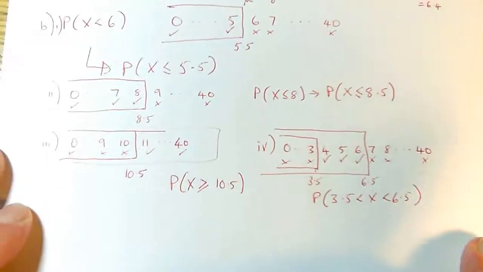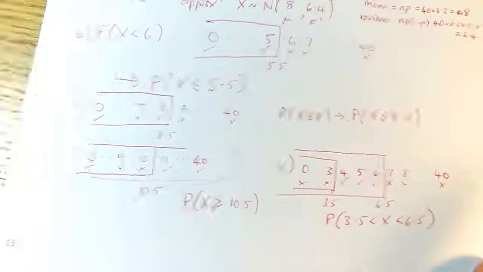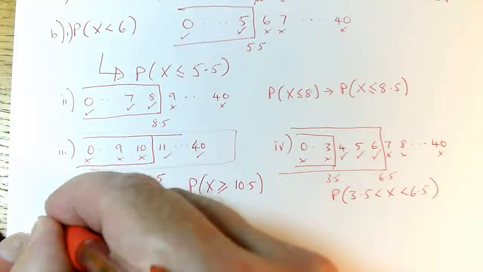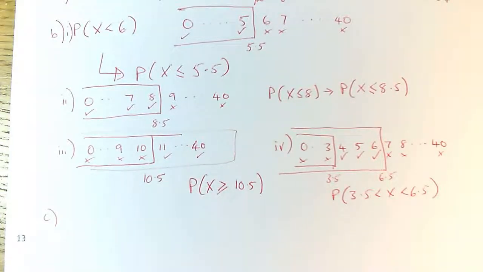But this is now ordinary normal distribution calculations that you've been able to do since S1. So really I'd encourage you to do part C on a bit of rough paper, get your answers, and then we'll come back and do them properly together. So go away, pause the video. Don't come back till you've done them.